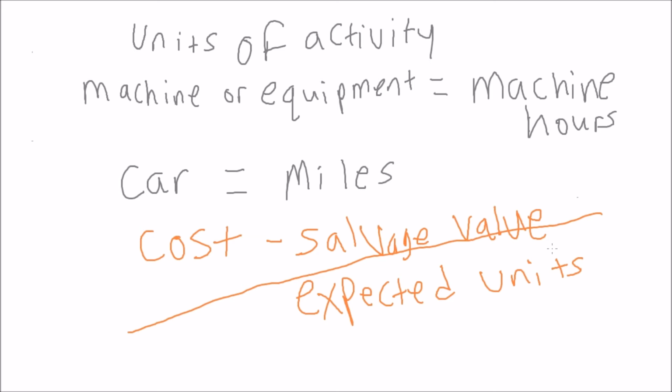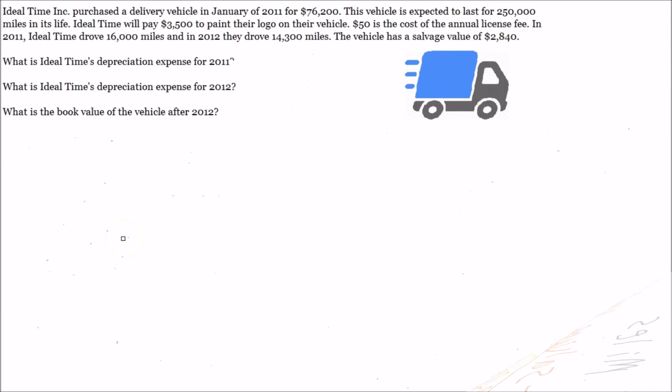So let's go ahead and take a look at a practice problem, and we can apply our knowledge from this video. Okay, so now we'll move on to the practice problem here. Ideal Time purchased a delivery vehicle in January of 2011 for $76,200. So that's going to be your purchase price for this vehicle. Very important. Now this vehicle is expected to last for 250,000 miles in its life.